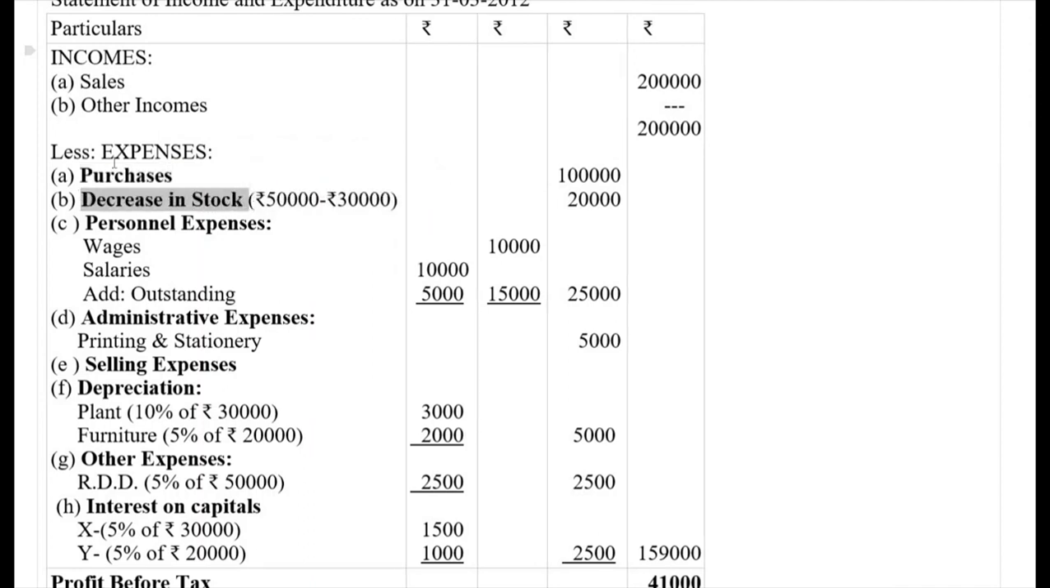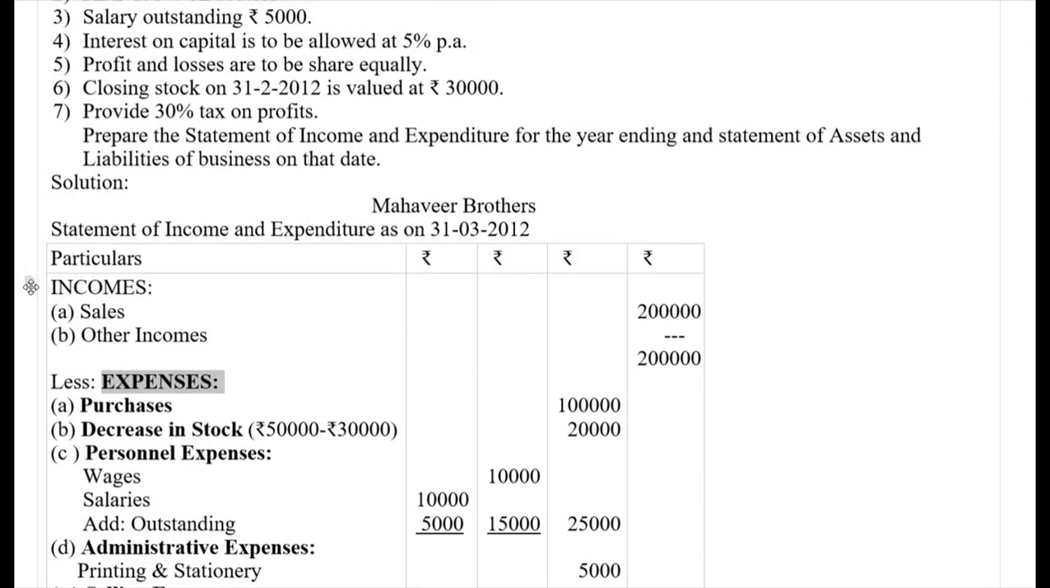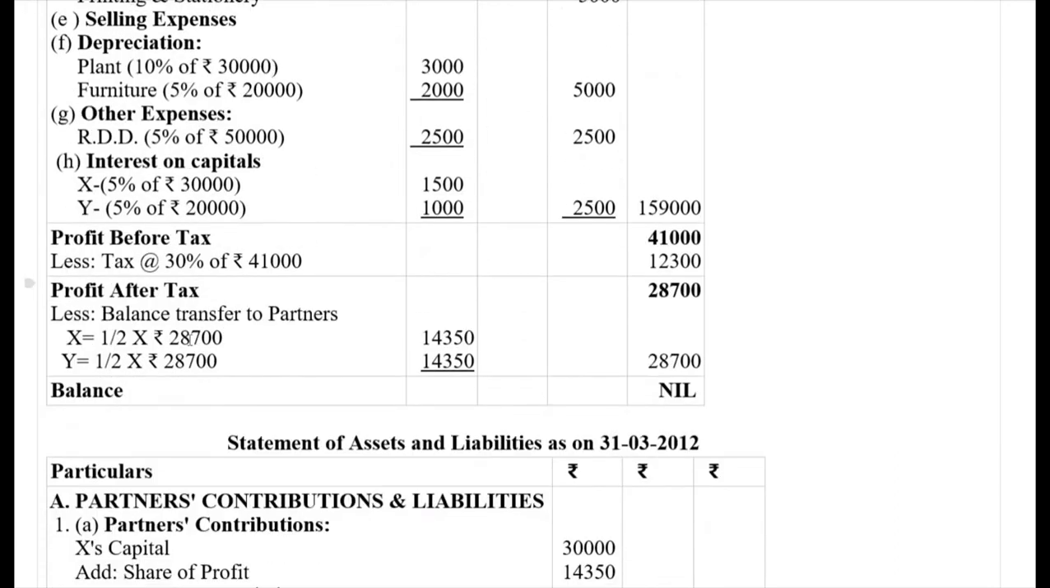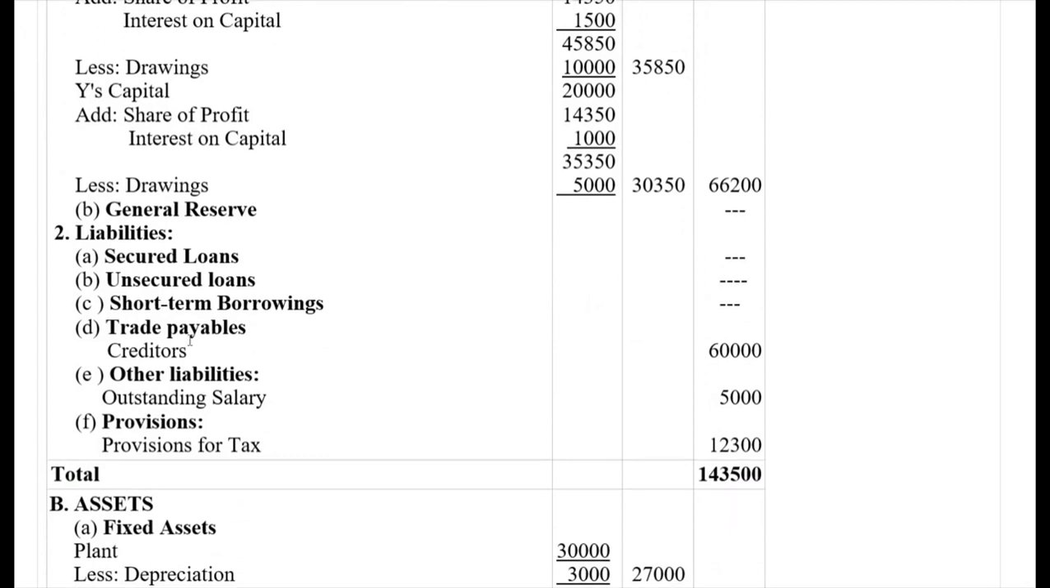So in this problem we have a decrease in the stock. If there is an increase in the stock, it will appear as an income. Just let me center align here. So this is how we need to prepare the statement of income and expenditure.